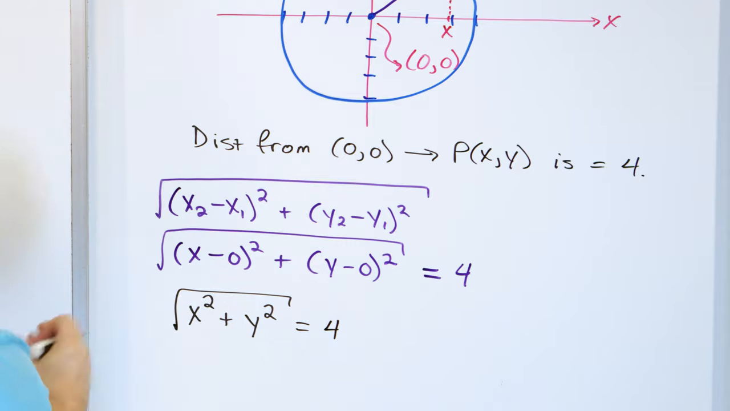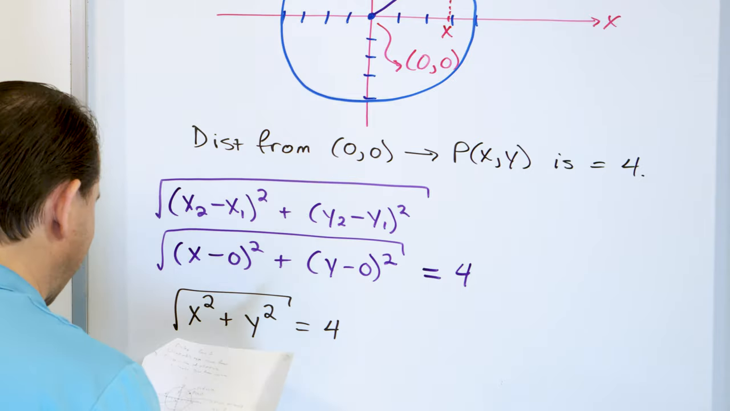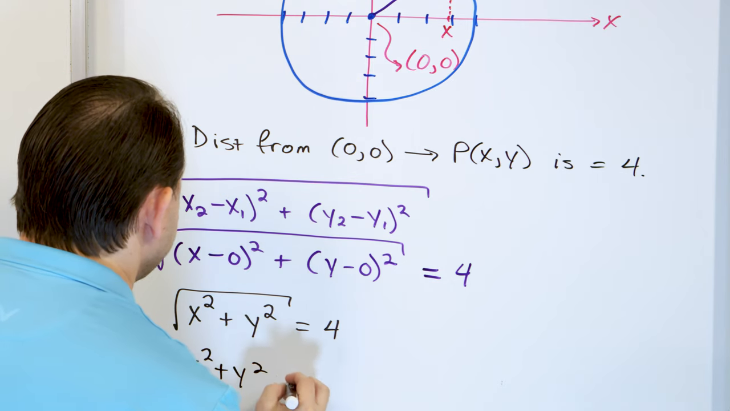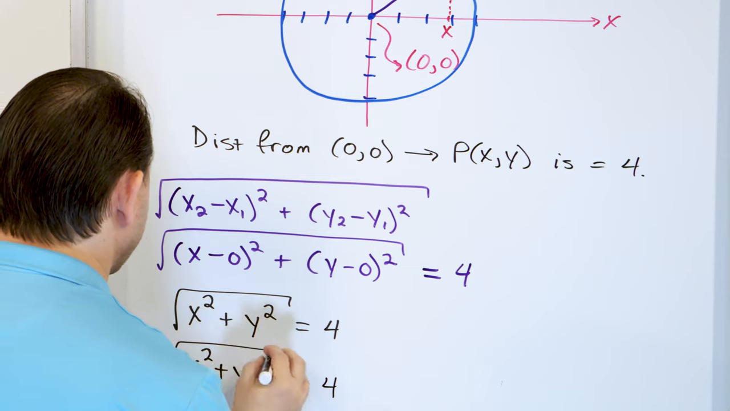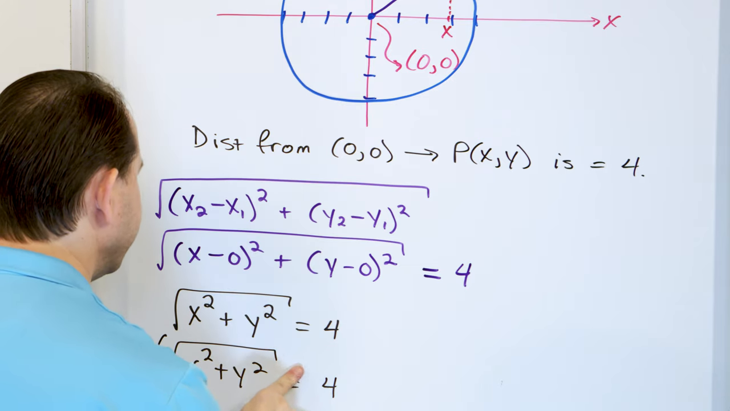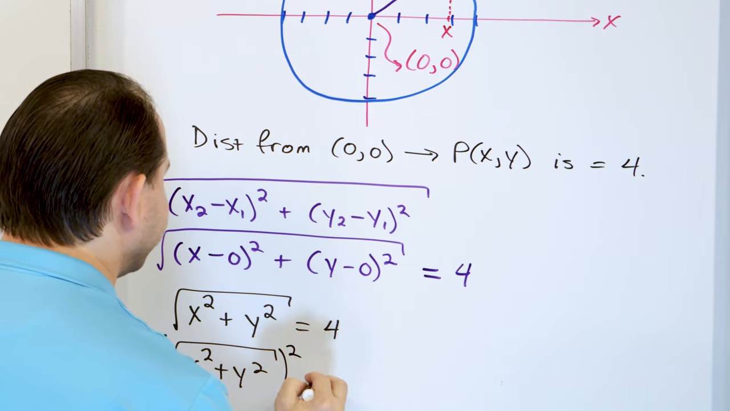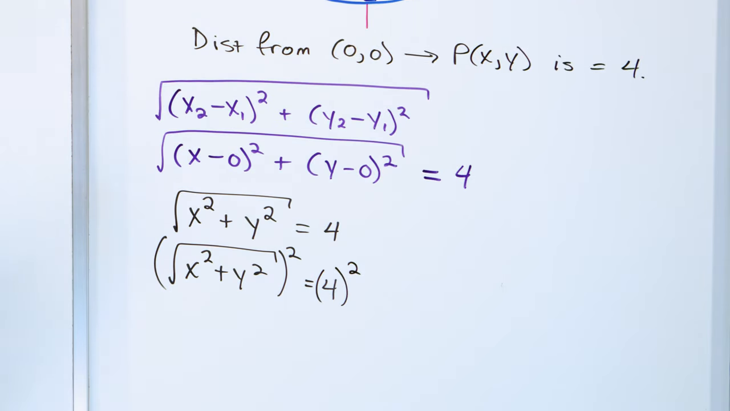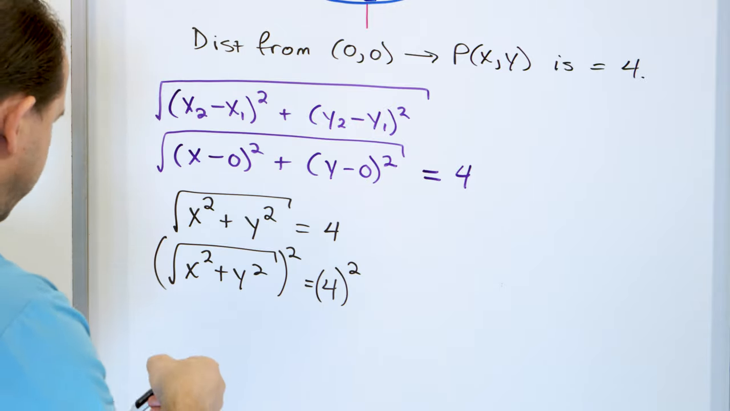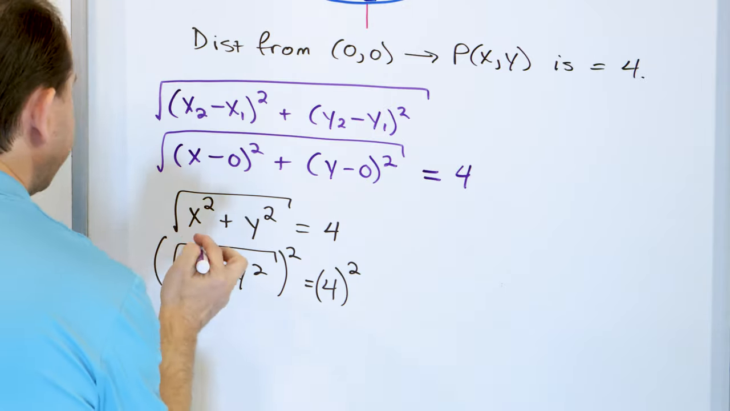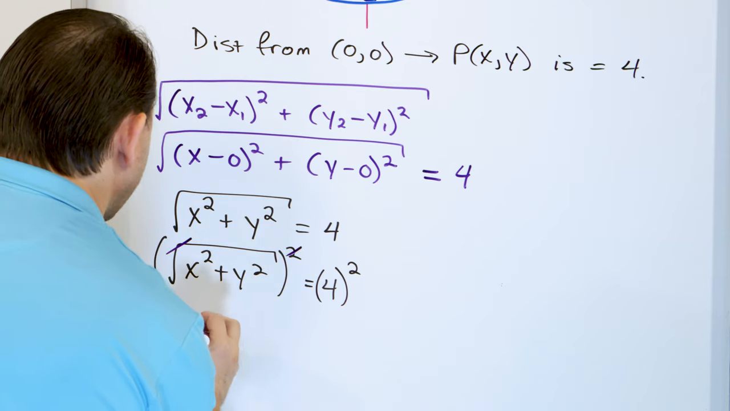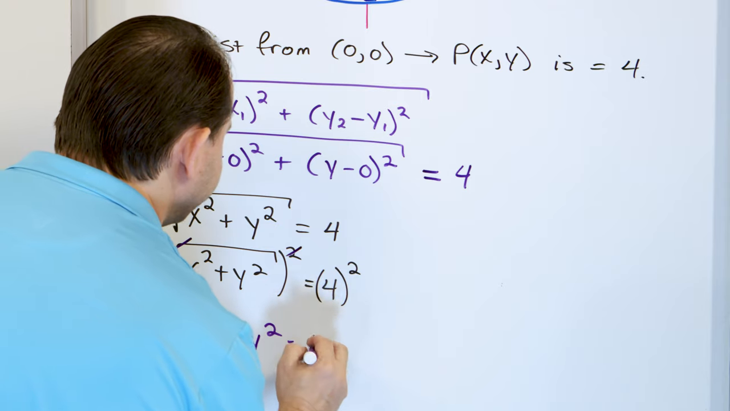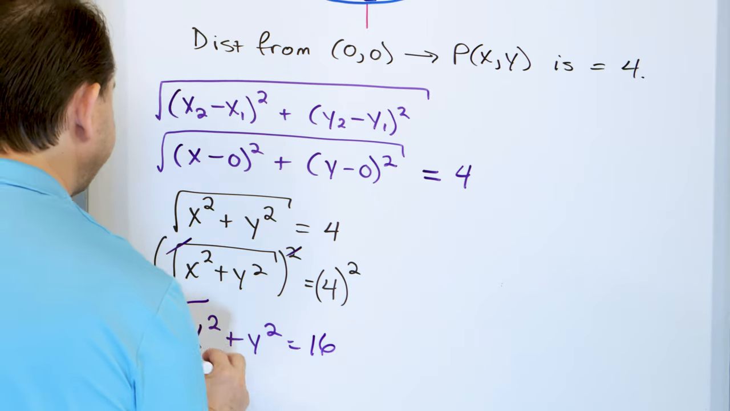Now, in order to get rid of the square root on the left, what do I do? I square both sides, right? I have a square root, but what I can do is raise the left-hand side to the power of 2, and since it's an equation, I can do the same thing to the right-hand side. I can do anything I want to both sides of the equation. Now on the left-hand side, the square cancels with the square root, so all you have is x squared plus y squared is equal to 4 squared, which is 16. This is the equation of the circle.